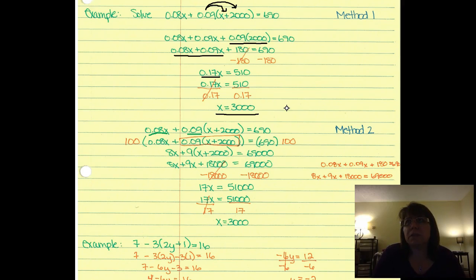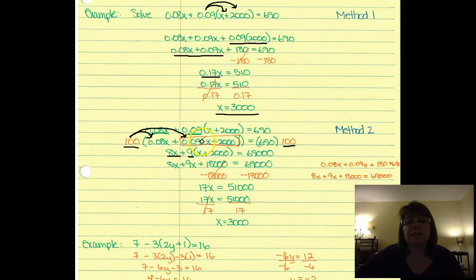But using my multiplication property of equality, what I do to one side of my equation, I must do to the other side. So if I multiply both the right and left sides by 100, I should be able to eliminate the decimals. Therefore, 100 times 0.08x will give me 8x. 100 times 0.09 will get me 9.